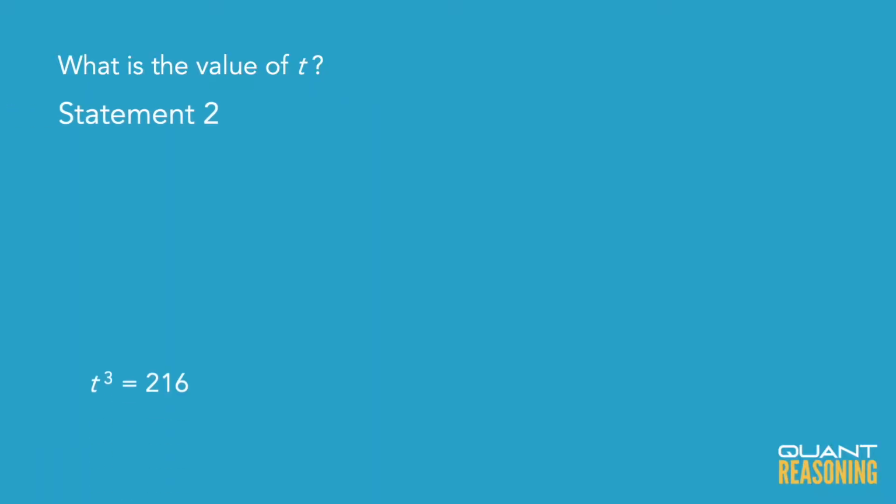Looking at the statements, I'm tempted to start with statement 2 because it's only talking about t, whereas statement 1 seems more complicated. It has another unknown there. So starting with statement 2, if I know that t cubed is 216, would I be able to find the value of t? I don't actually need to know how to do it.